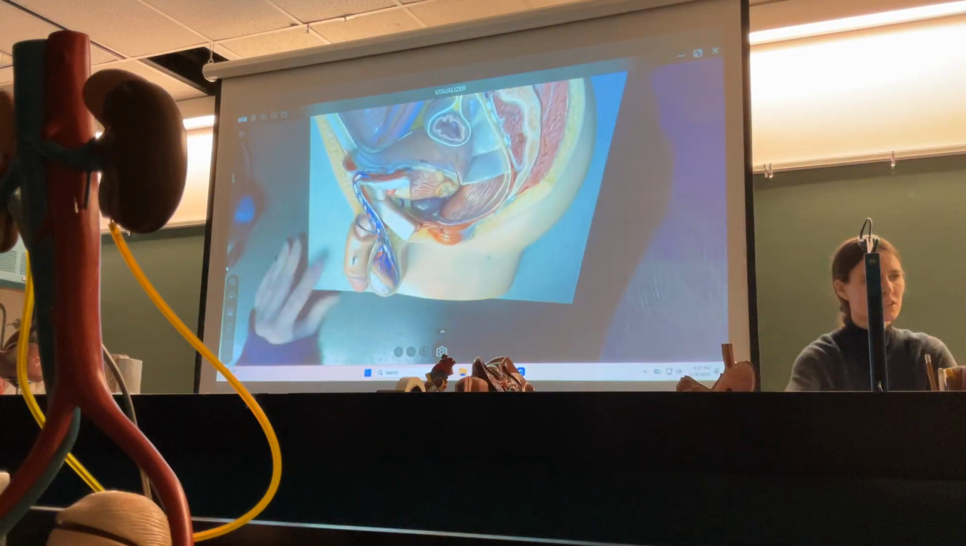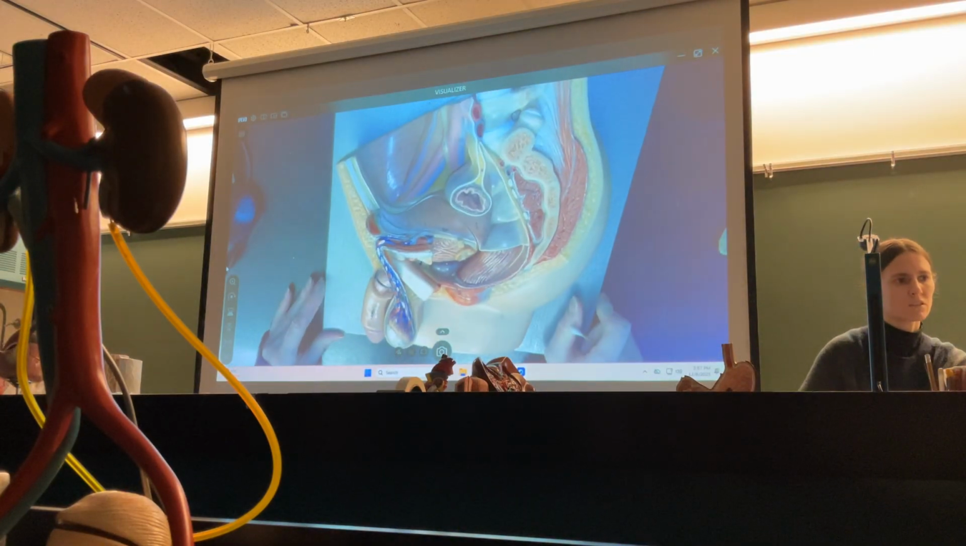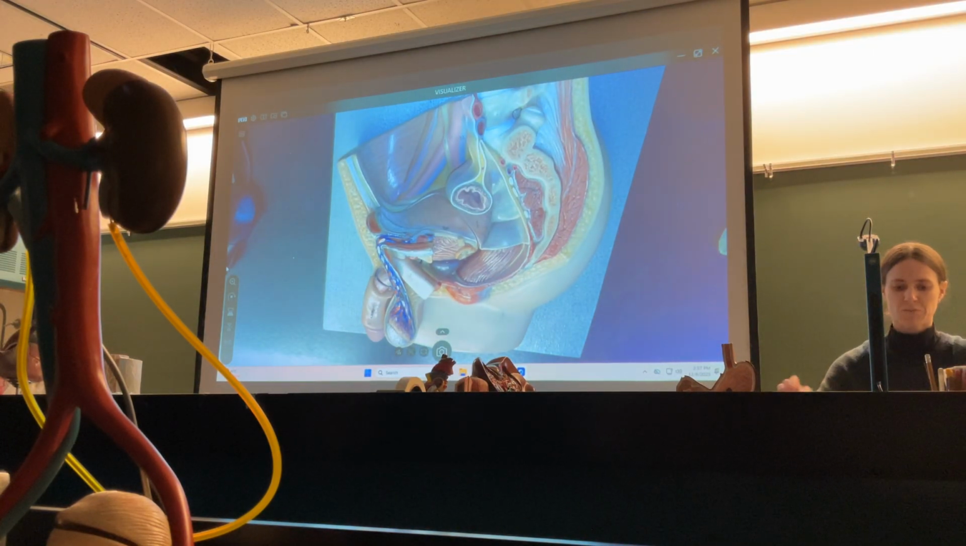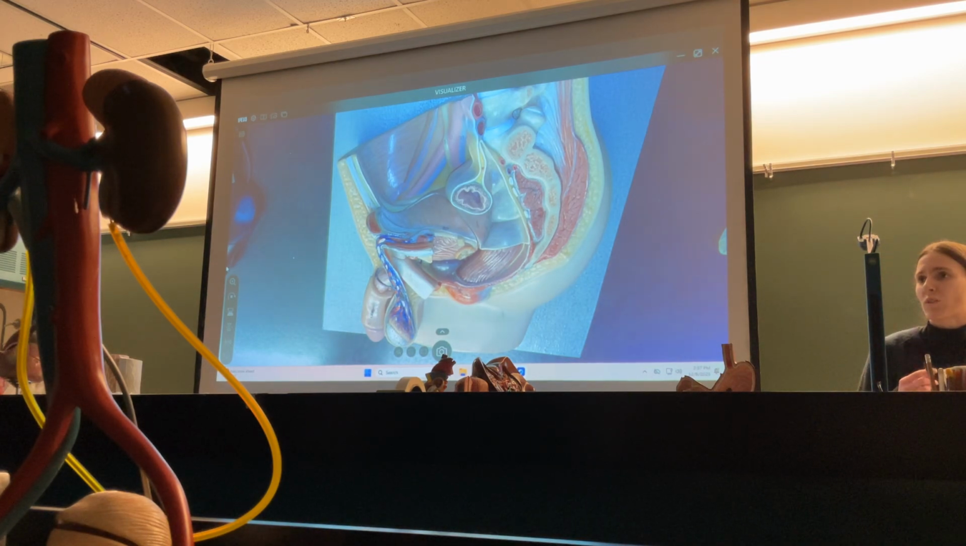Okay. Is this male or female anatomy? This is male anatomy. What are the male gonads? Testes. What are the male gametes? Spermatozoa. Yeah, spermatozoa. What about for females? What are the female gonads? The ovaries. And what are the female gametes? The ova.